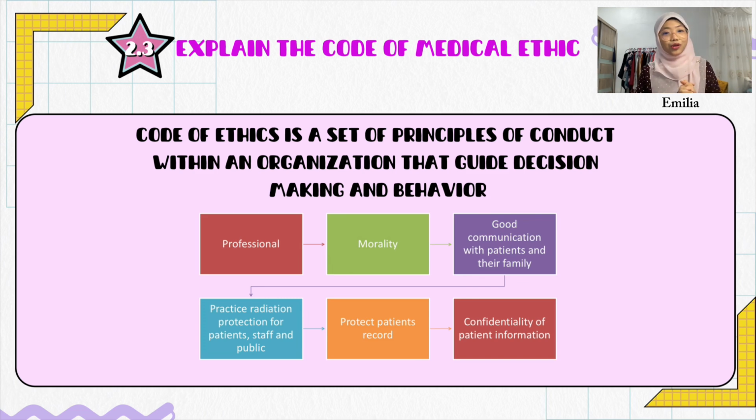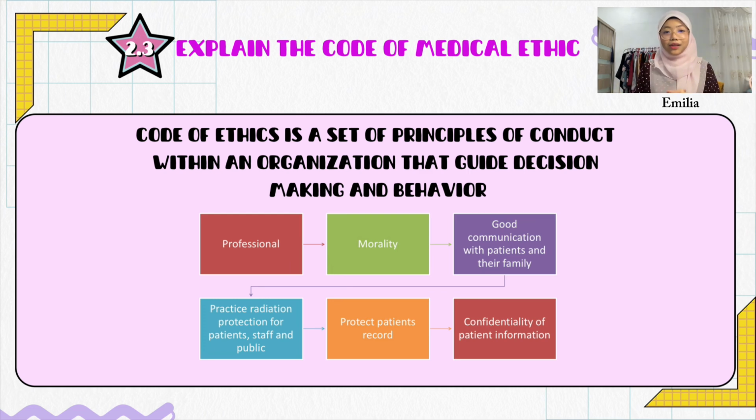The next one is good communication with patients and their family. Effective communication is a cornerstone of quality healthcare, ensuring that patients and their families are well informed, supported, and engaged in decision making. It fosters trust, enhances understanding, and improves overall outcomes.